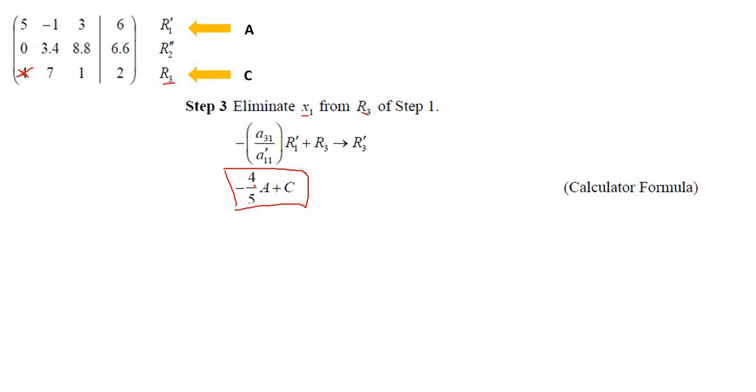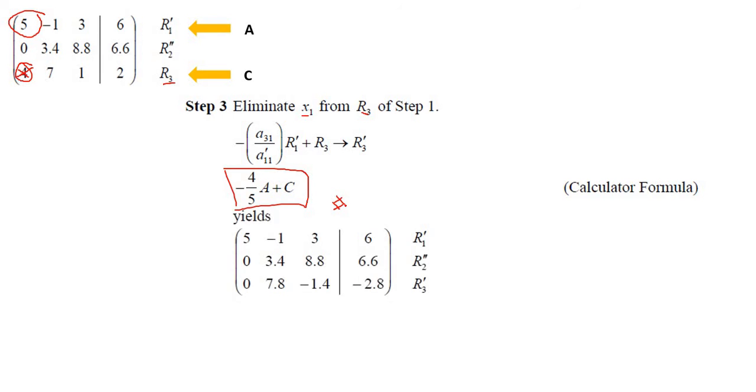So this is actually A31, which is 4, over 5, which is our A11. So this is row A and row C. If you enter it in your calculator, then you will get this answer. So you have eliminated this one. Then we can proceed to our next step.